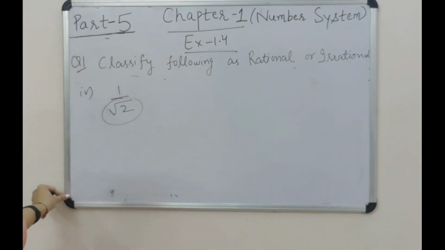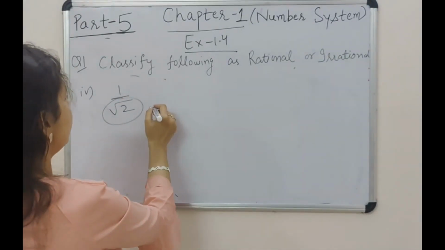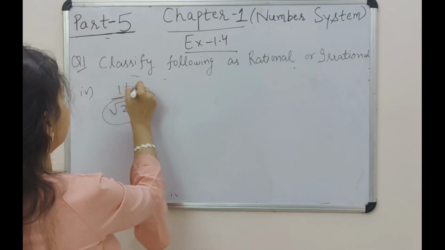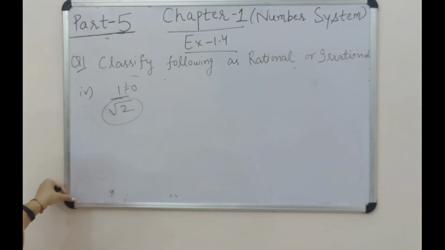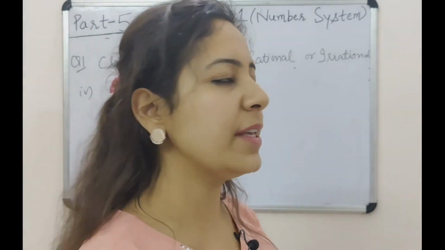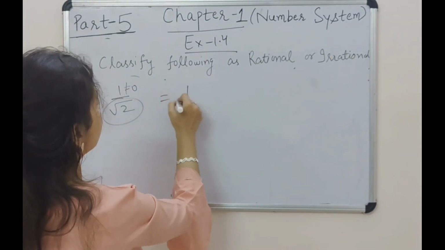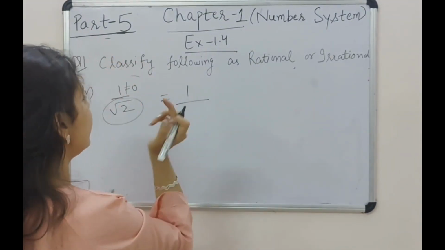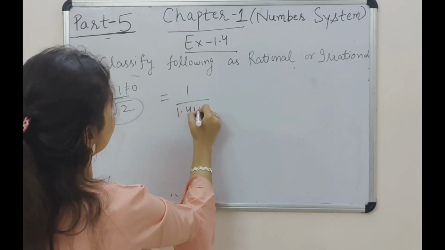Root 2 is an irrational number, right? And in the numerator we have a rational number, one is a non-zero rational number. I told you when a rational number is treated with an irrational, your output is always an irrational. इसको आप थोड़ा अपने ideas apply करें, आपको और clear हो जाएगा.